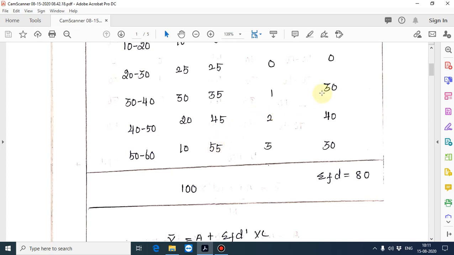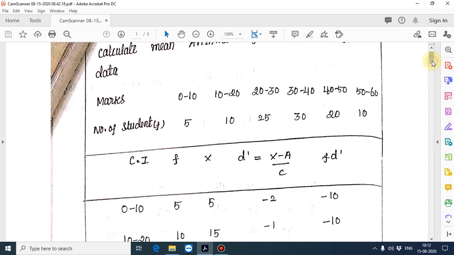Then how will you find d dash? We have to find d dash is equal to x minus a by c. The formula for a continuous series is x bar is equal to a plus summation fd dash divided by n into c. That's the formula. Then d dash is equal to x minus a. What is assumed mean? Yesterday itself I taught you.